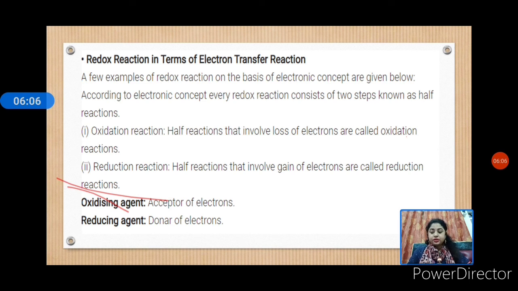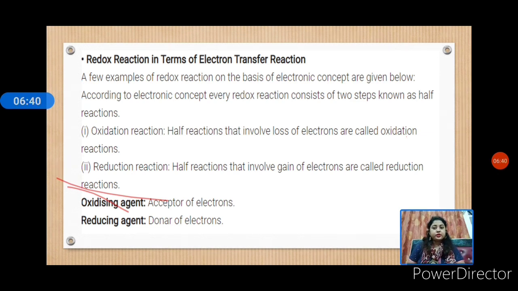An oxidation reduction reaction is generally termed a redox reaction. The word redox includes red plus ox. Red means reduction and ox means oxidation. In a redox reaction, one substance is oxidized and the other substance is reduced. That is, one substance acts as a reducing agent while the other acts as an oxidizing agent.